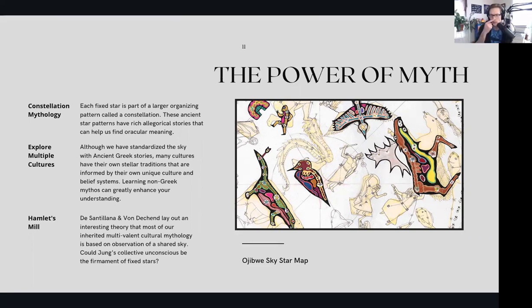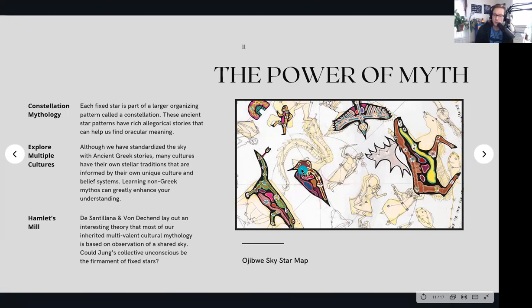And we see this in this Ojibwe sky star map. The indigenous people of North America have never lost that enchanted view, that worldview, that ensouled cosmos. As much as we've tried to strip it away as colonizers, they've held on to that through their grace, right? So one of the things to think about is we can see an overlap of the Greek patterns and the Ojibwe patterns.